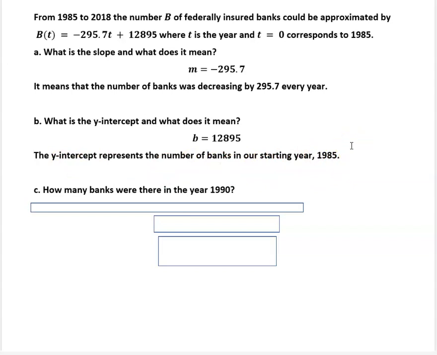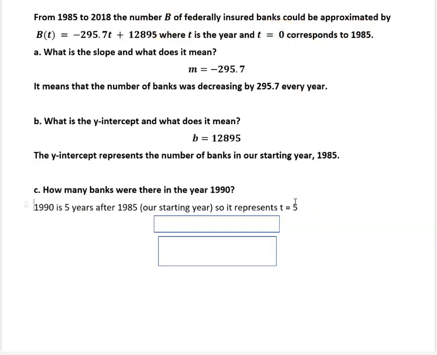That's what that means. And then how many banks were there in the year 1990? Well, what you have to realize is that our starting year was 1985, and that represents 0. So 1990 is 5 years later. So that means that in 1990, we have T equals 5. And so what you do is you just replace the T. Remember, we had B of T.